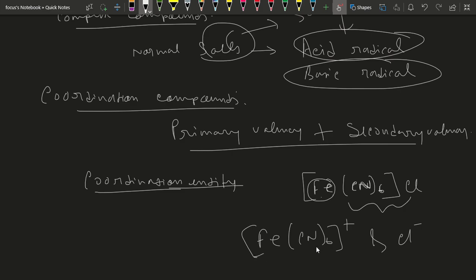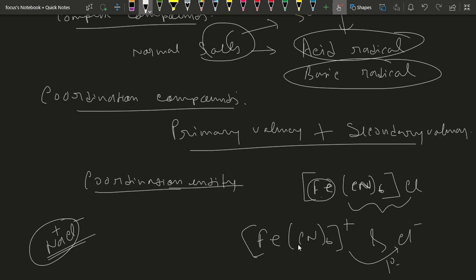Why is it happening? Because the type of bond present in this coordination entity is completely different from that of the primary valency bond. Primary valency is like sodium chloride. Suppose the salt is sodium chloride. Here the sodium is present in the form of sodium plus ion and chlorine is present in the form of chloride ion, that is Cl minus. It will dissociate because the valency is similar to this type of normal salt. This is called primary valency.